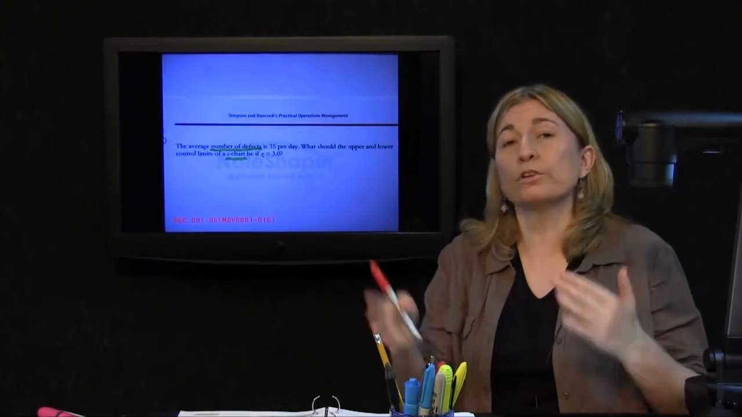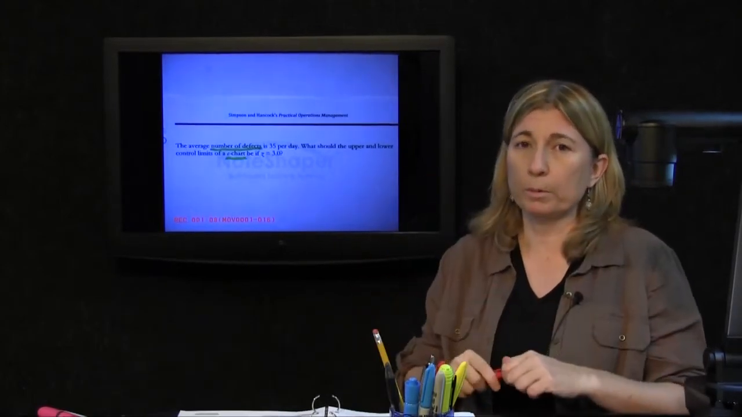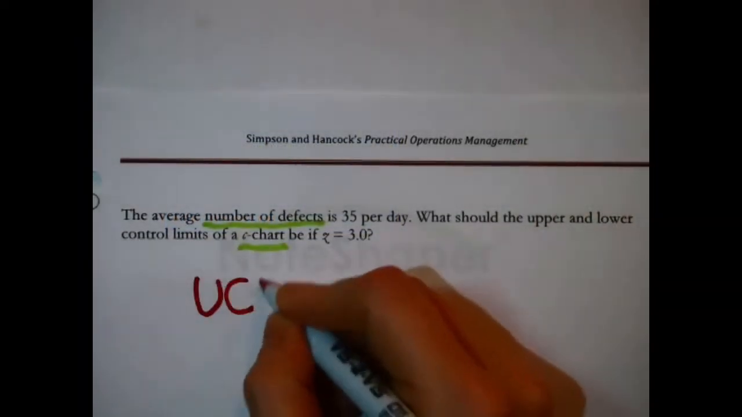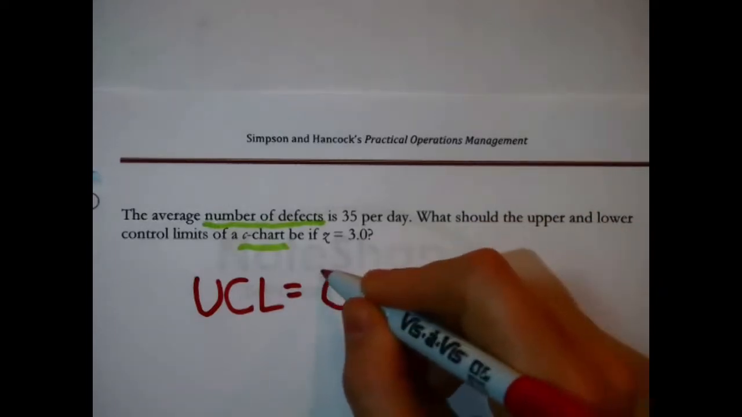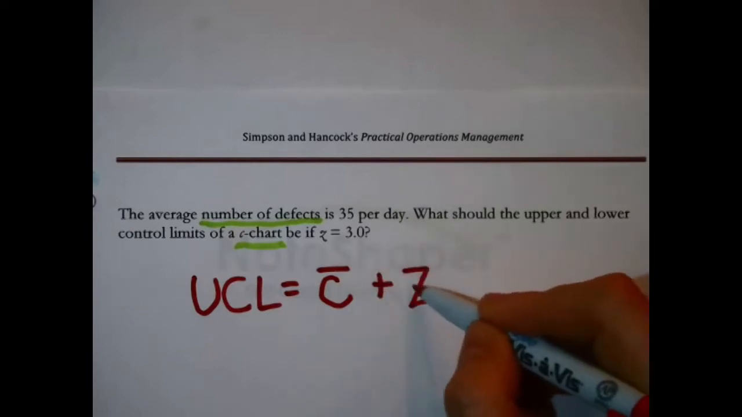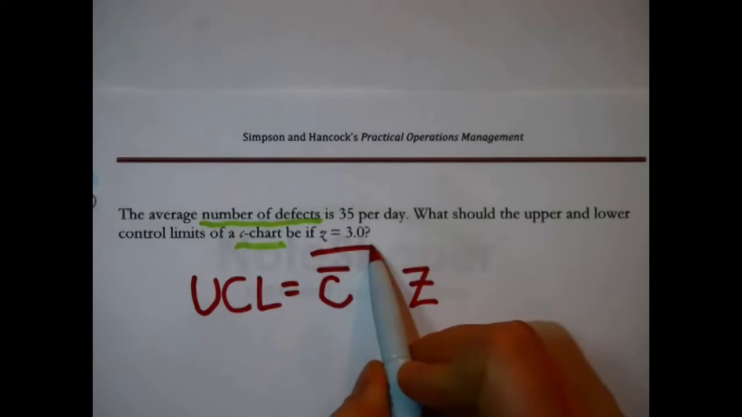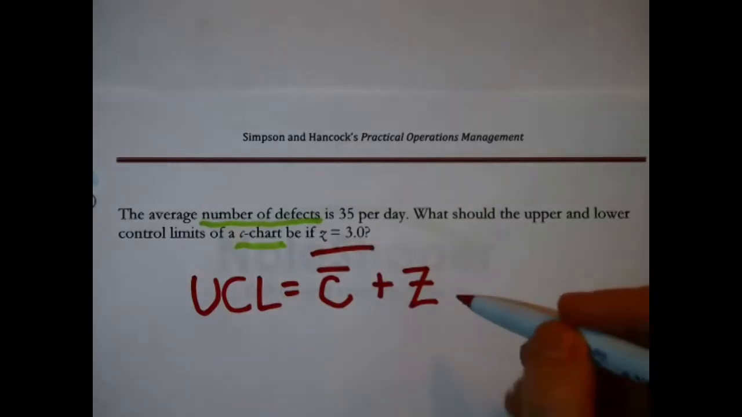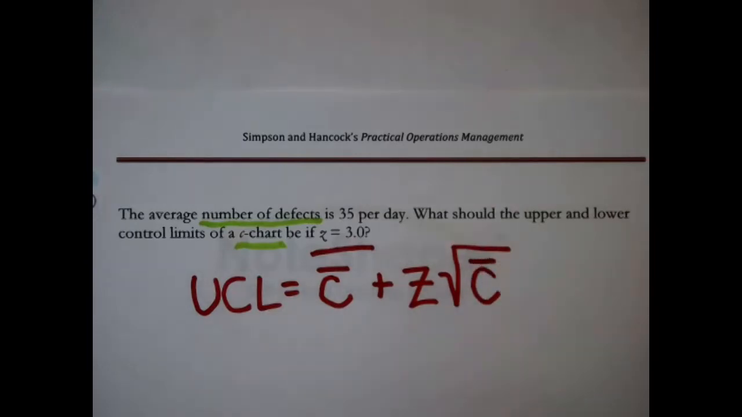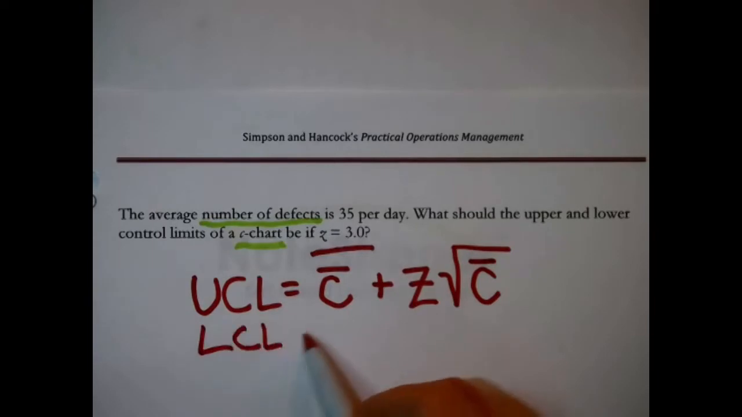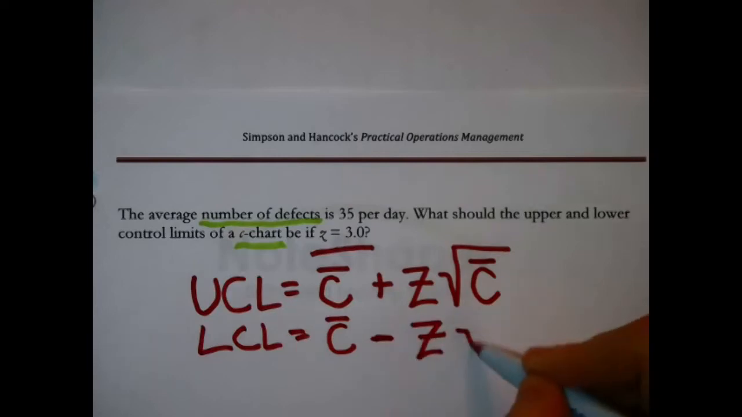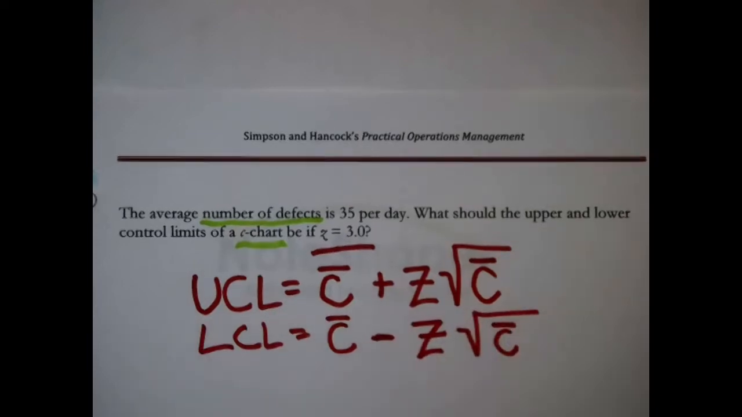Well, you need the formulas for the upper control limit and the lower control limit that's appropriate to a C chart. The formula for an upper control limit to a C chart is C bar, that's the average count, plus Z, you pick a Z value, times the square root of the average count. The lower control limit will then be C bar minus Z times the square root of the average count.